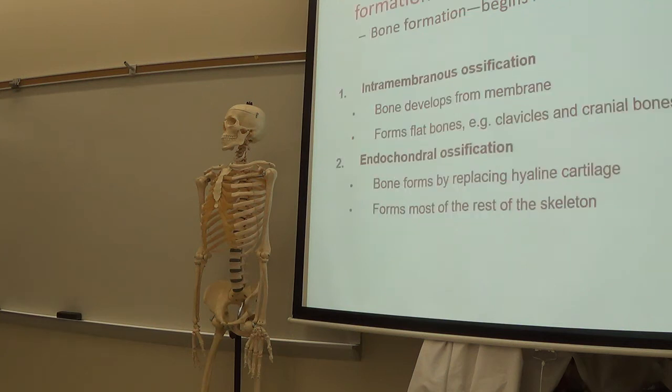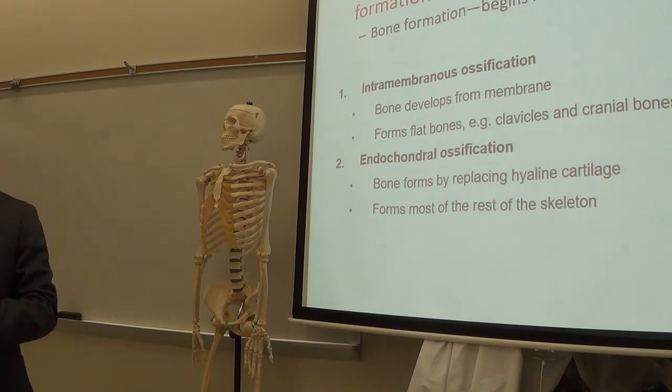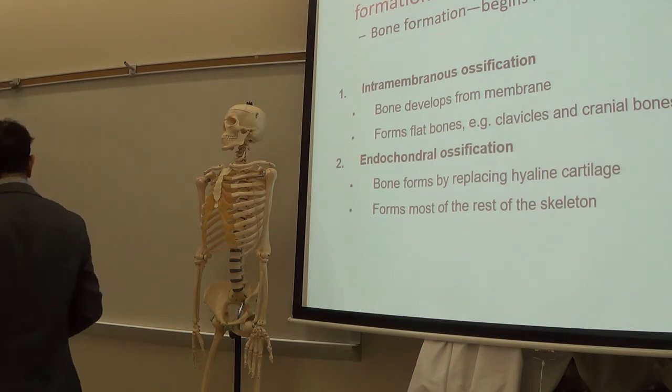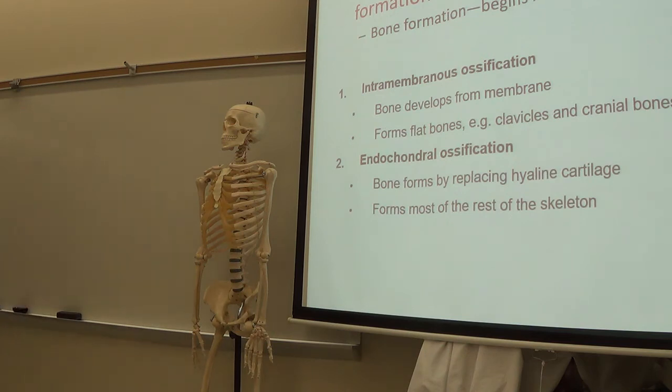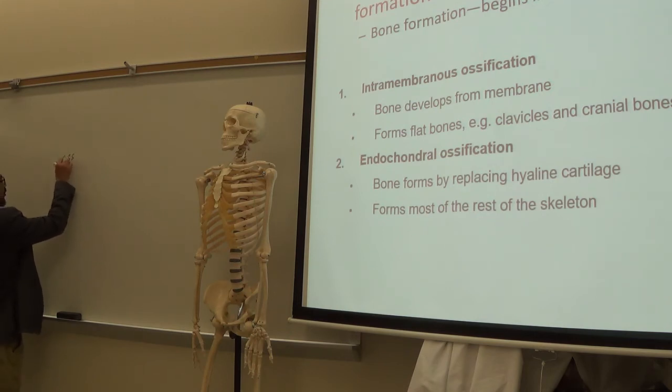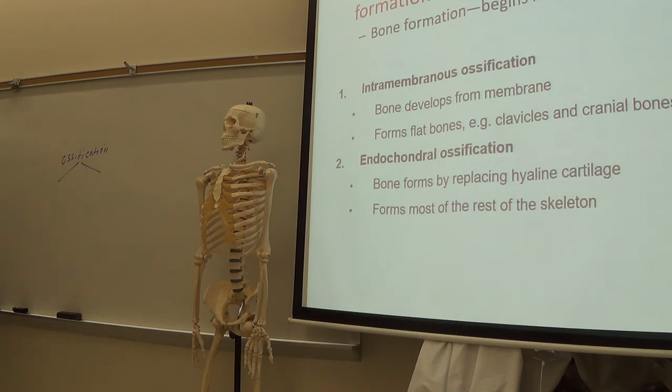Okay, so next, osteogenesis or ossification. What is that? I mentioned already, the process of bone formation. So bone formation occurs in two ways. One is called intramembranous and another is called endochondral. So ossification or bone formation occurs in two ways.